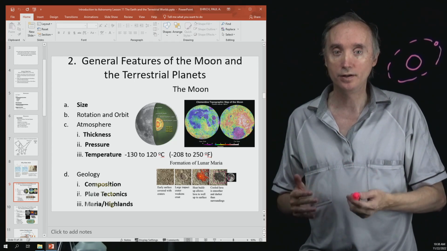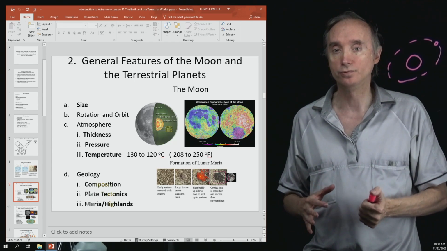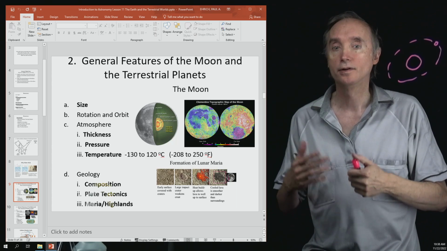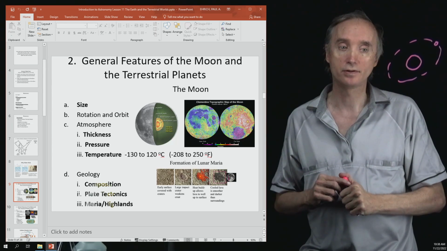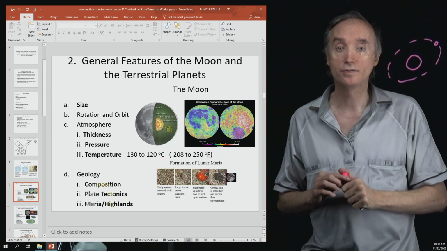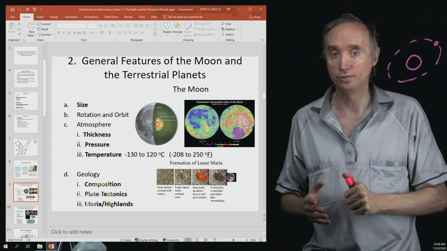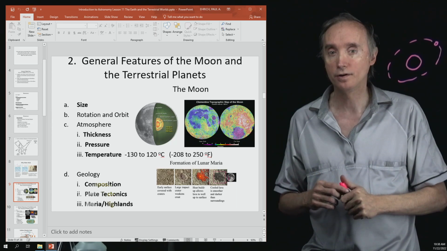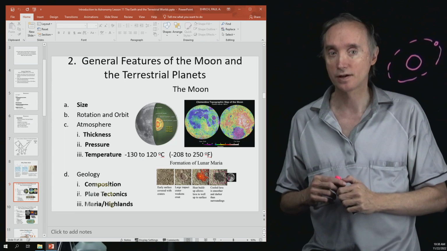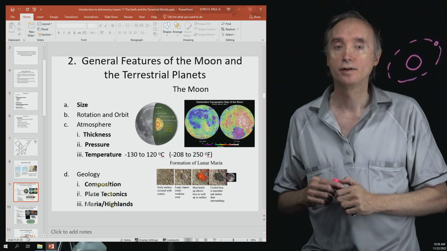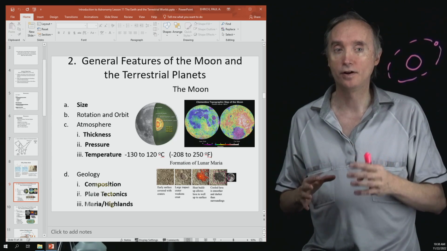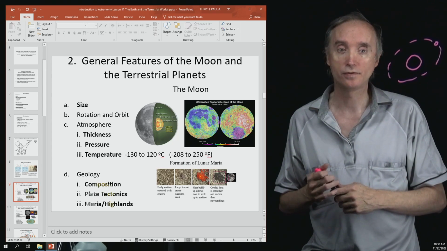So if you are in the sun on the moon, it's going to be 120 degrees Celsius. If you are in the shade on the moon, it's going to be negative 130 degrees Celsius. And it's all because it has that very, very thin atmosphere.